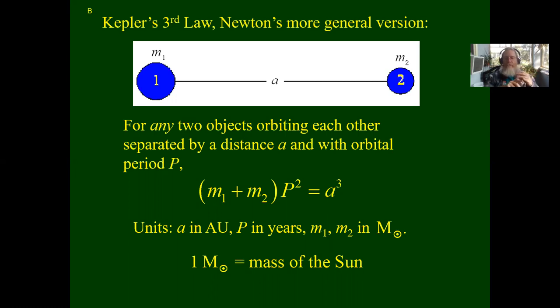And so Newton's version also has the p squared and a cubed, but what it has that Kepler's doesn't is we multiply the p squared times the sum of the masses, and there's also potentially a constant there depending on our choice of units. But like we did in Kepler's case, with cleverly choosing the units, we can make that constant equal to 1. And like Kepler, we'll keep a in AU and p in years.